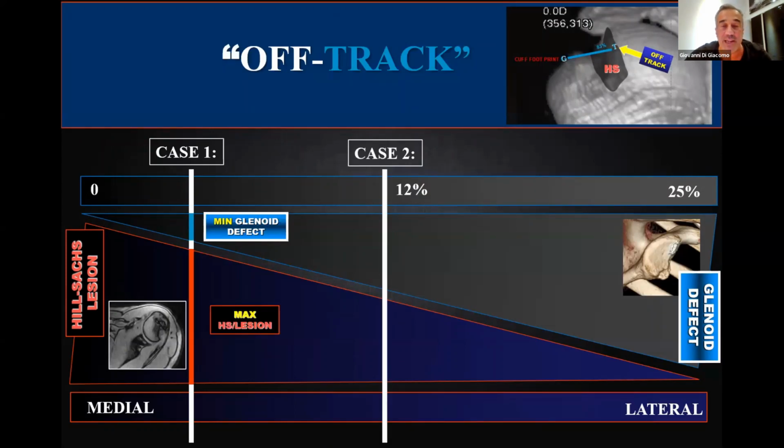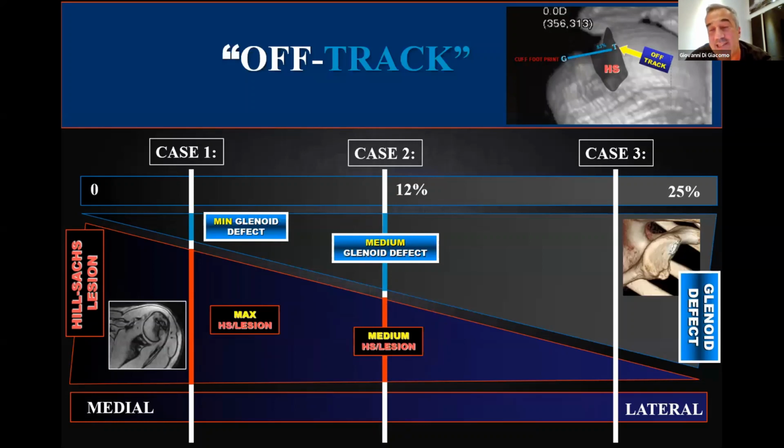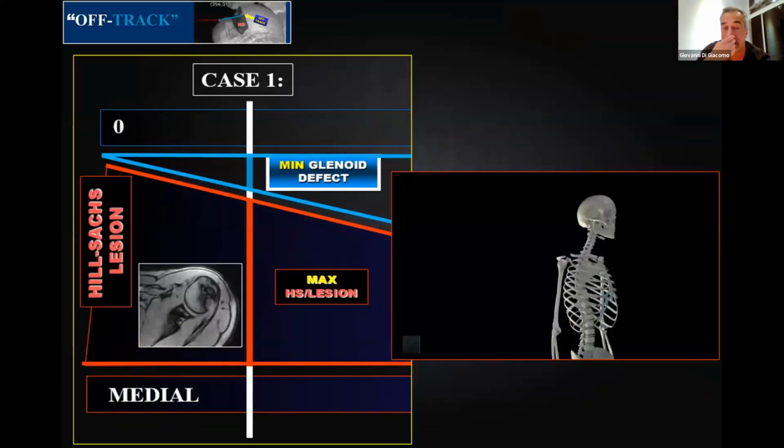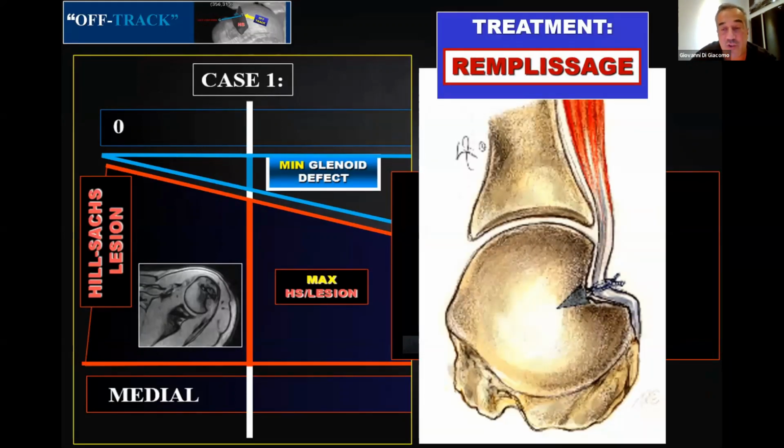Then we have patients that are in the middle, and the third group are those patients where the Hill-Sachs is off track not because it's medial, not because it's large, but because there is a huge glenoid bone loss. So in these patients, the culprit is the glenoid. So in group one, where the culprit is the position of the Hill-Sachs, we feel that to do a Bankart repair and remplissage is the key point, because the Hill-Sachs is very large, but usually very medial.